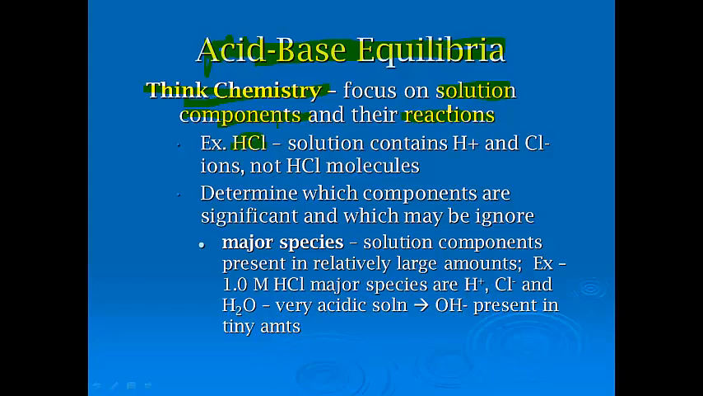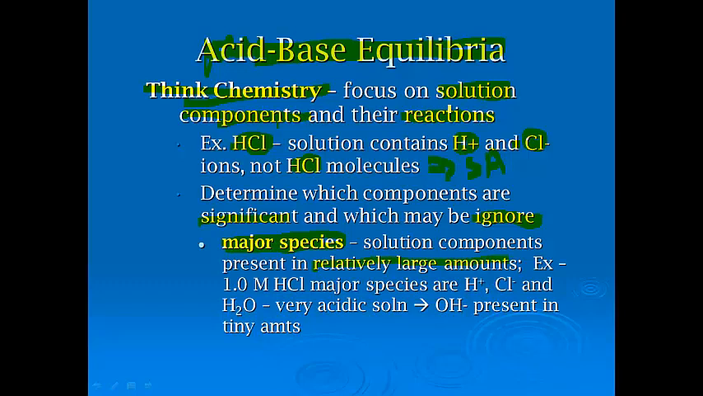For example, if you have a hydrochloric acid solution, you have to think of the fact that the solution contains hydrogen ion and chloride ions, not hydrochloric acid molecules, because it's a strong acid, okay? So what you have to do is determine which components are significant and which can be ignored, and that's going to drive what's going to happen in that solution. Now, we will keep defining what's called major species. Major species are the solution components present in relatively large amounts.